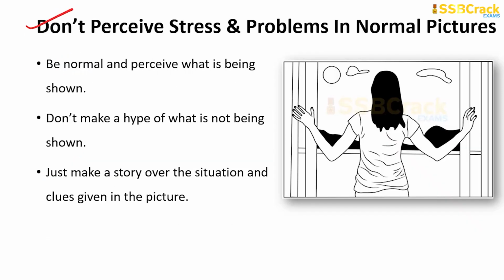Your way to denote those qualities by the task done by the hero is what TAT wants. Number 3. Do not perceive stress and intense problems in normal pictures. All 11 pictures shown in the TAT have a specific idea, but many candidates indulge violence and stress in all their stories to show their crisis management. So be normal and perceive what is being shown. Do not make a hype of what is not being shown. Just make a story over the situation and the clues given in the picture.